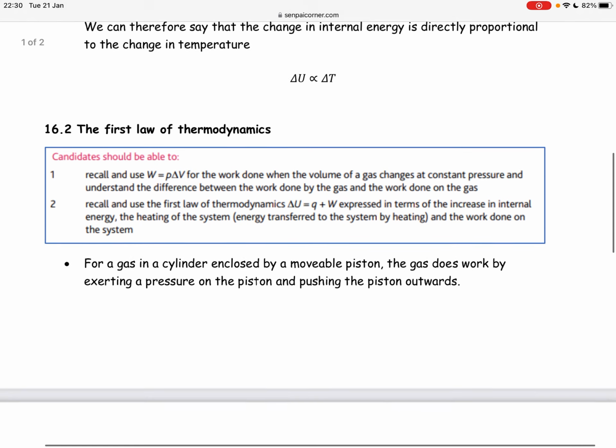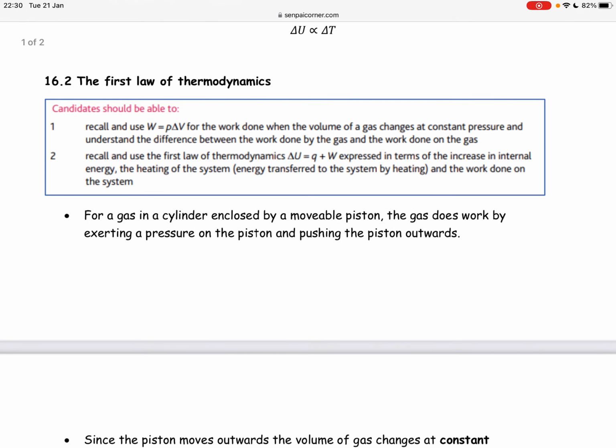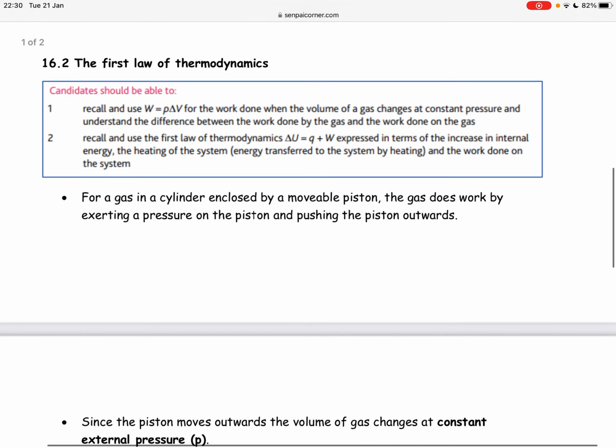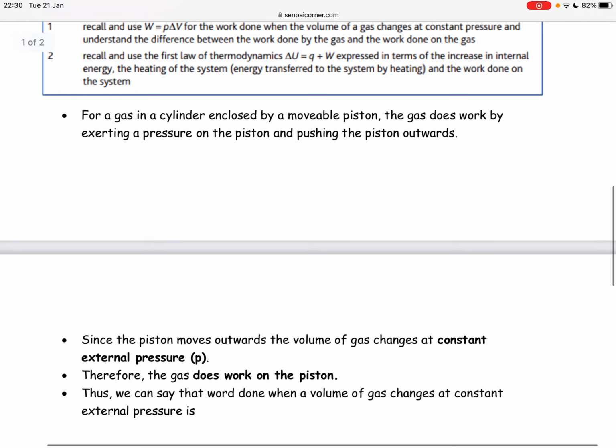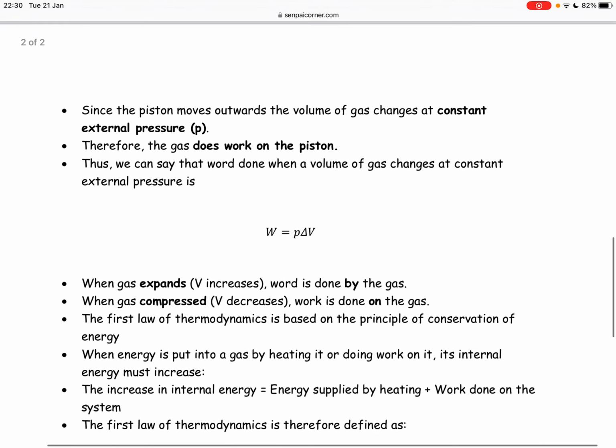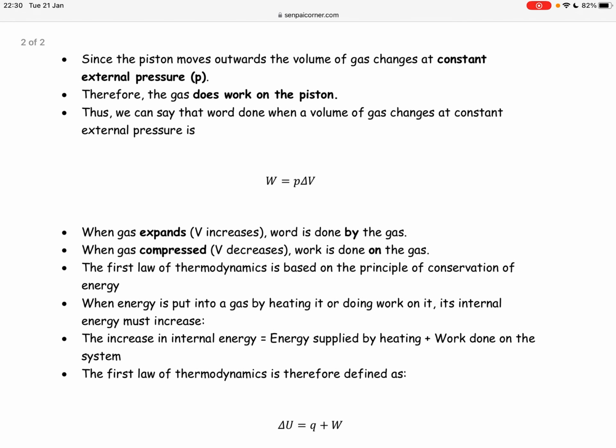Okay? And then we have the first law of thermodynamics. So for a gas in a cylinder enclosed by a movable piston, the gas does work by exerting a pressure on the piston and pushing the piston outwards. And we need to recall and use W equals P delta V for the work done, and delta U is equal to Q plus W. Since the piston moves outward, the volume of gas changes at constant external pressure. Therefore, the gas does work on the piston.